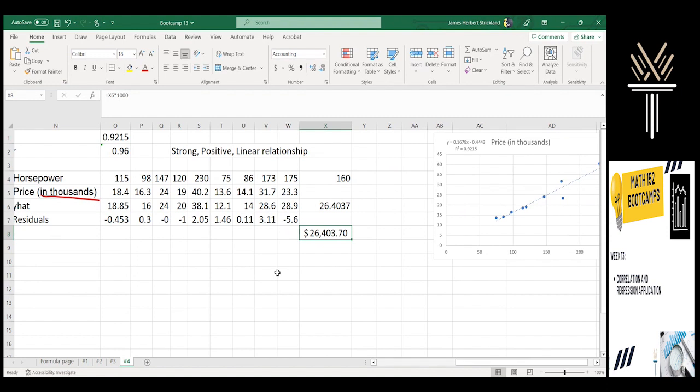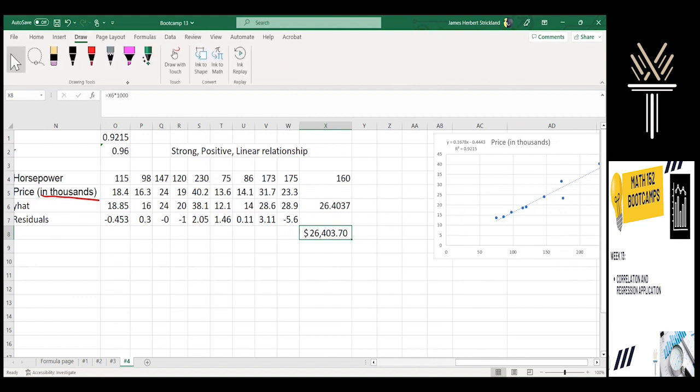$26,403. And one thing I didn't mention that I should check, you should always check, of course, that this value is in the scope of your data. And yeah, minimum number 75, maximum number 230, so 160 is in that range, so I can talk about it. If it wasn't, like I did in that previous problem, I would say can't do it and move on.